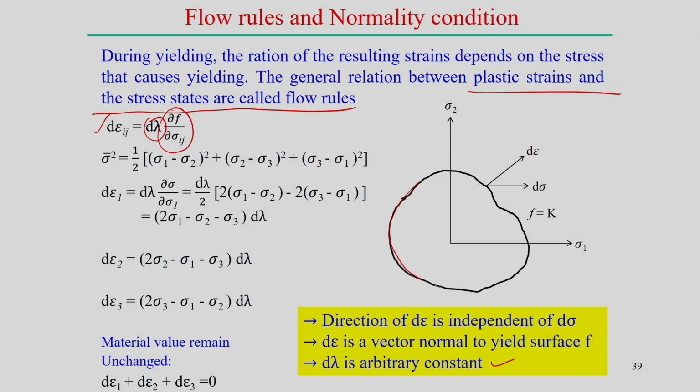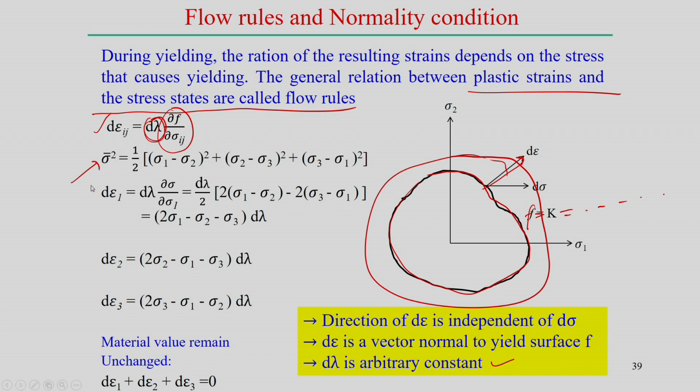Suppose this is the yield surface for a particular situation, represented by f, and f equal to k, where k is a functional form of sigma 1, sigma 2, sigma 3. Now, the normality condition for these cases can be represented as the increment of the strain in a particular direction. This increment of the strain should follow this multiplier and df by d sigma ij.